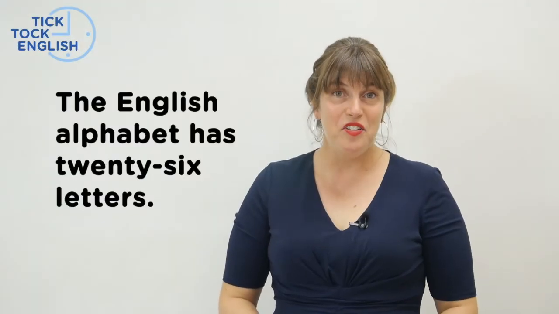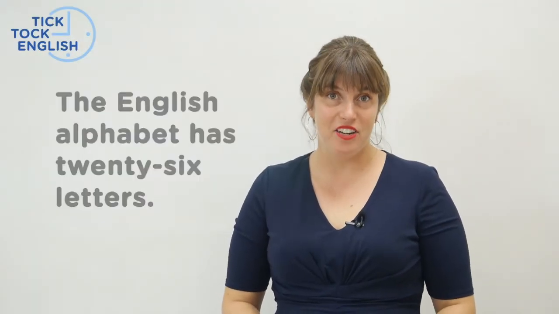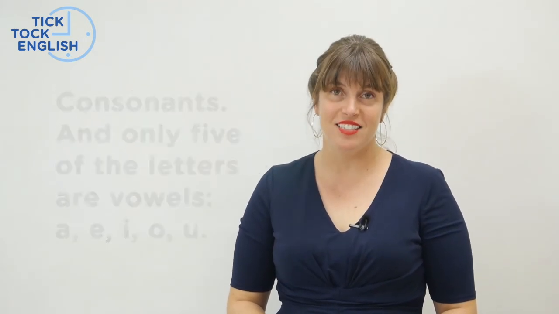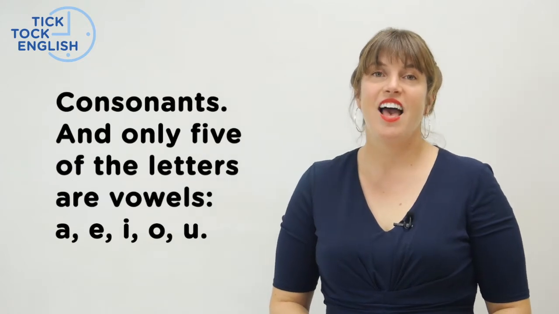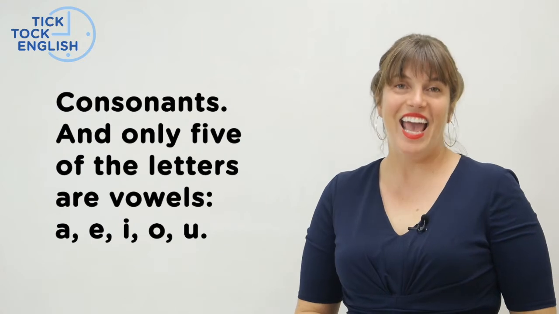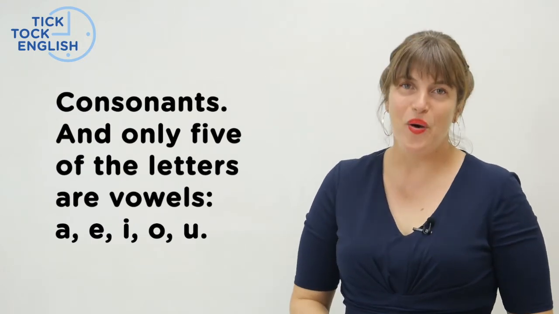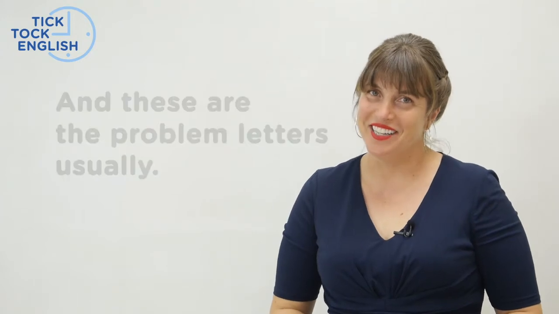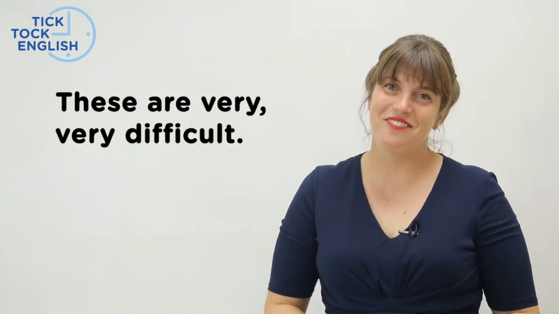The English alphabet has 26 letters. 21 of those letters are consonants. And only 5 of the letters are vowels: A, E, I, O, U. And these are the problem letters usually. These are very, very difficult.